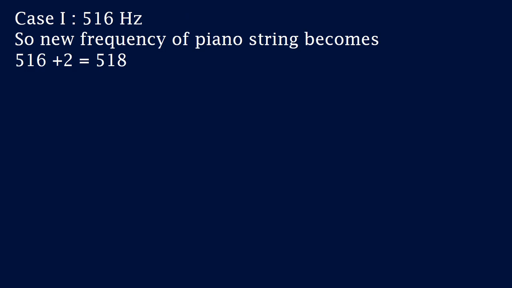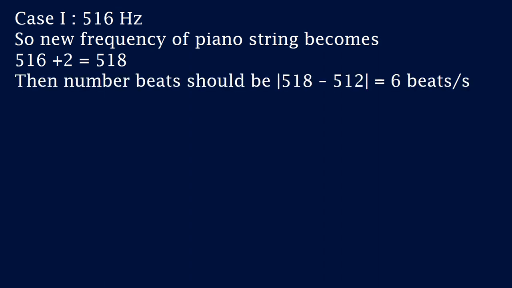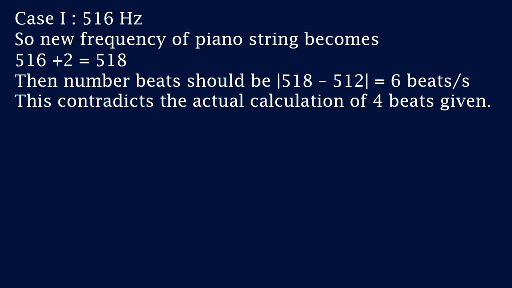So, after tightening the string, the new frequency of the piano string becomes 516 plus 2, which is equal to 518. Then the number of beats produced should now be 518 minus 512, which is equal to 6 beats per second. This contradicts the actual calculation of 4 beats as given in the problem.